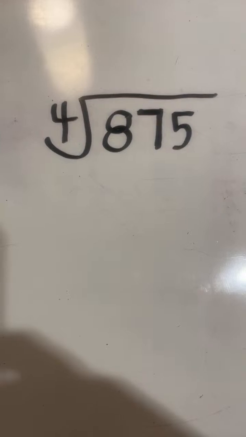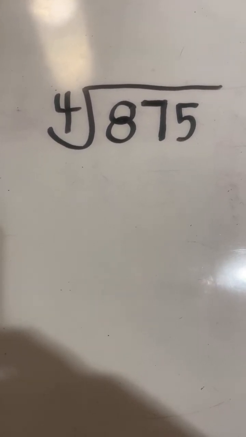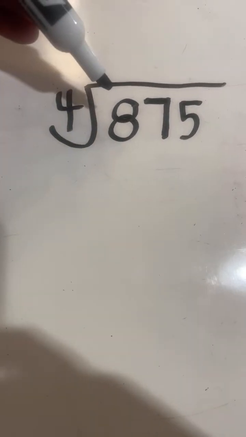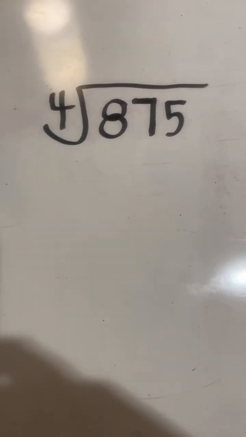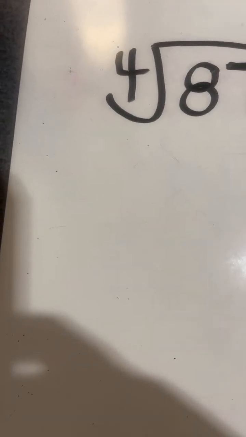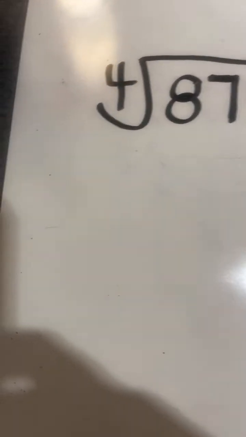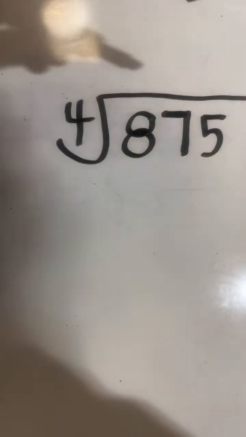We want to start out by dividing by the smallest number possible, and the rule is the number inside the square has to be equal to or bigger than the number outside the square. So for this problem, we can actually start with 1 digit by 1 digit division. We're going to start with 8 divided by 4. 8 divided by 4 equals 2.